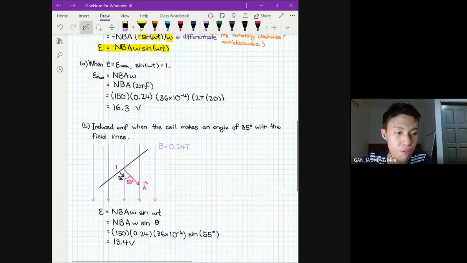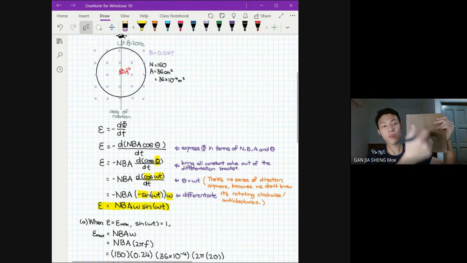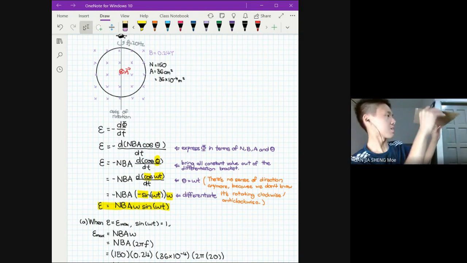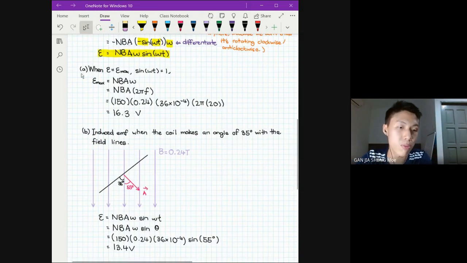You will see the magnetic field line pointing downwards. Just now, this is what you saw: magnetic field pointing into the page. Now you look at it from this angle, and you see the magnetic field pointing downwards, and the coil is making an angle of 35 degrees with the magnetic field lines. This is the plane of the coil.